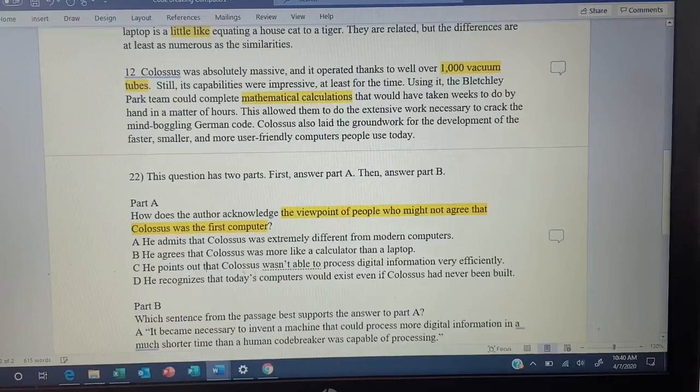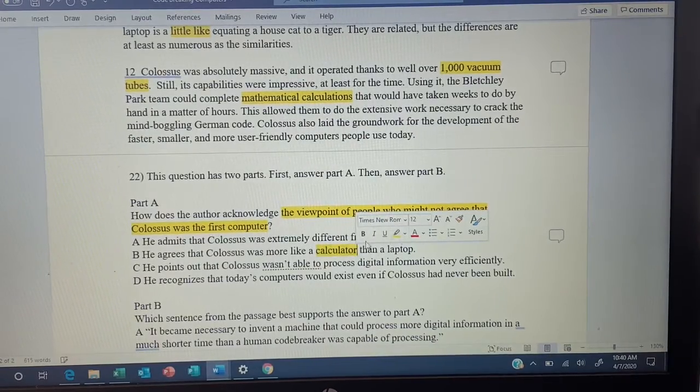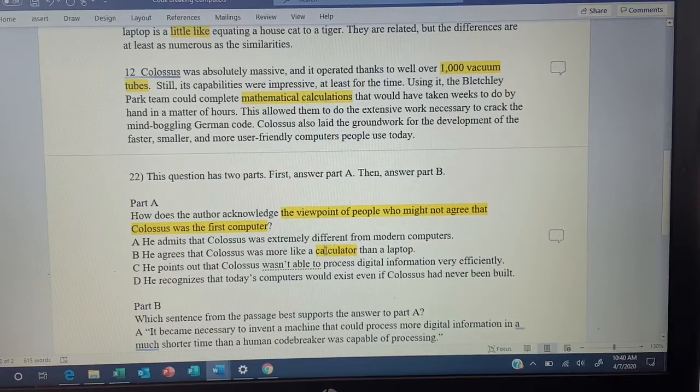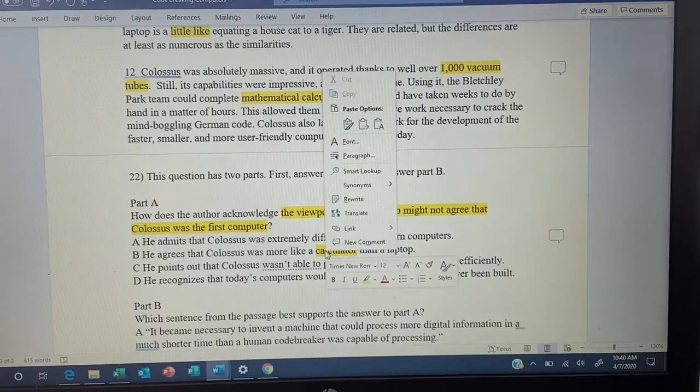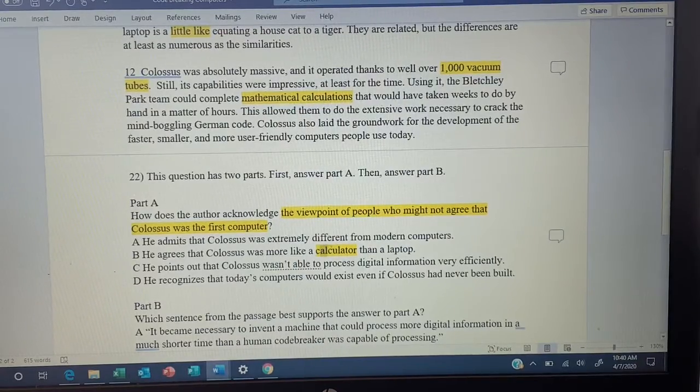He agrees that Colossus was more like a calculator than a laptop. I go back and look at the paragraph we just read. I'm seeing nothing about the word calculator. Although, maybe because it just does mathematics, but it's doing some complicated mathematics, so it's not quite like a calculator. So I'm going to put a question mark next to that.